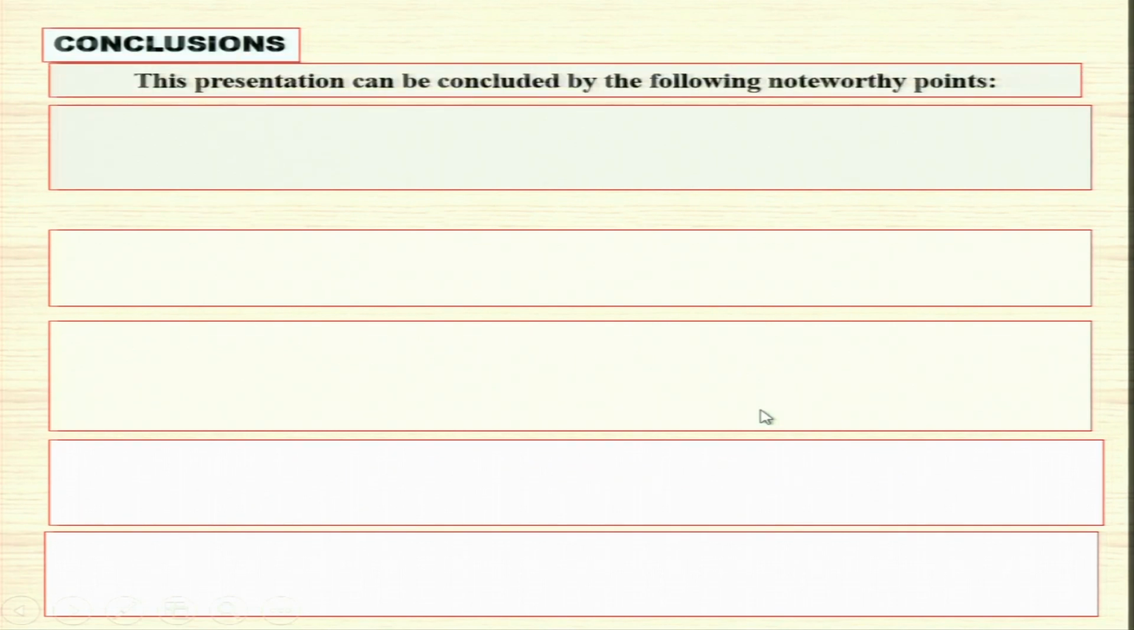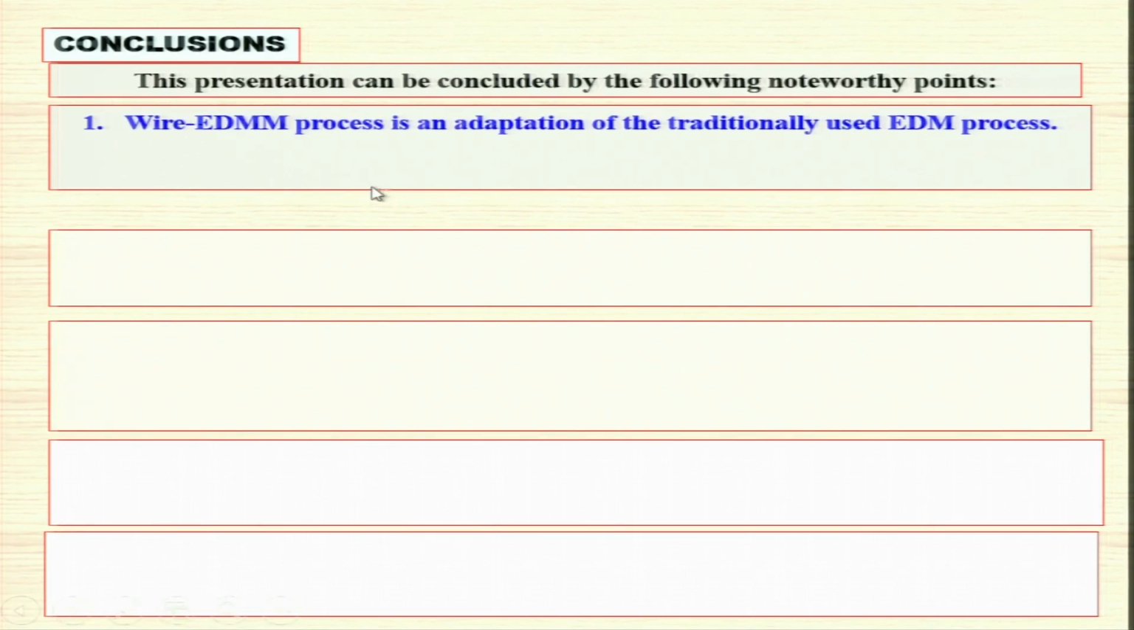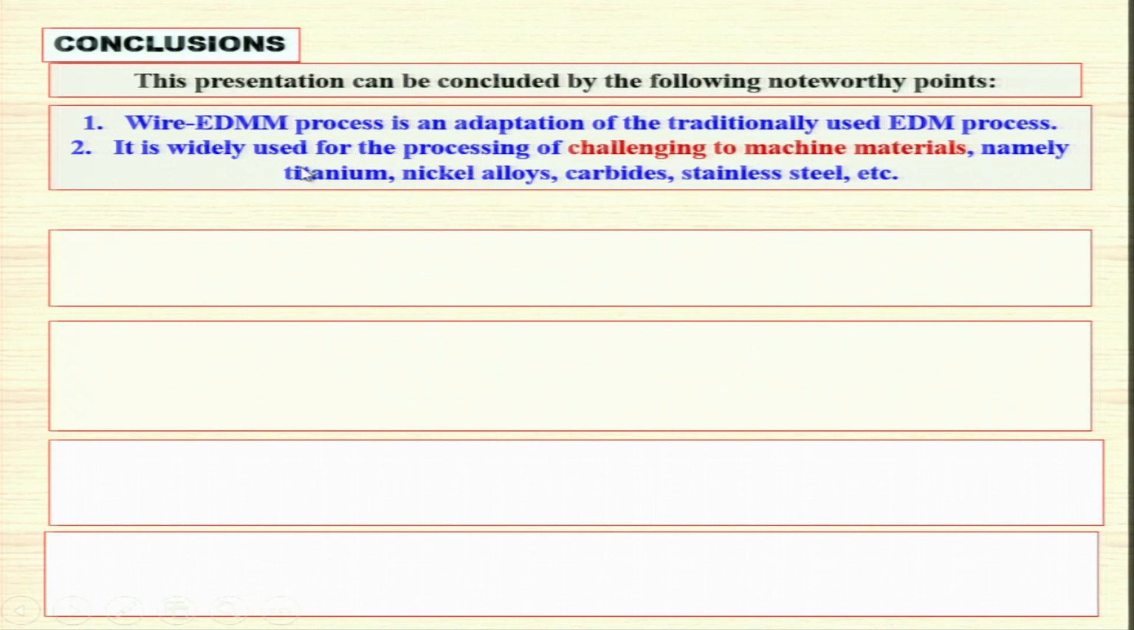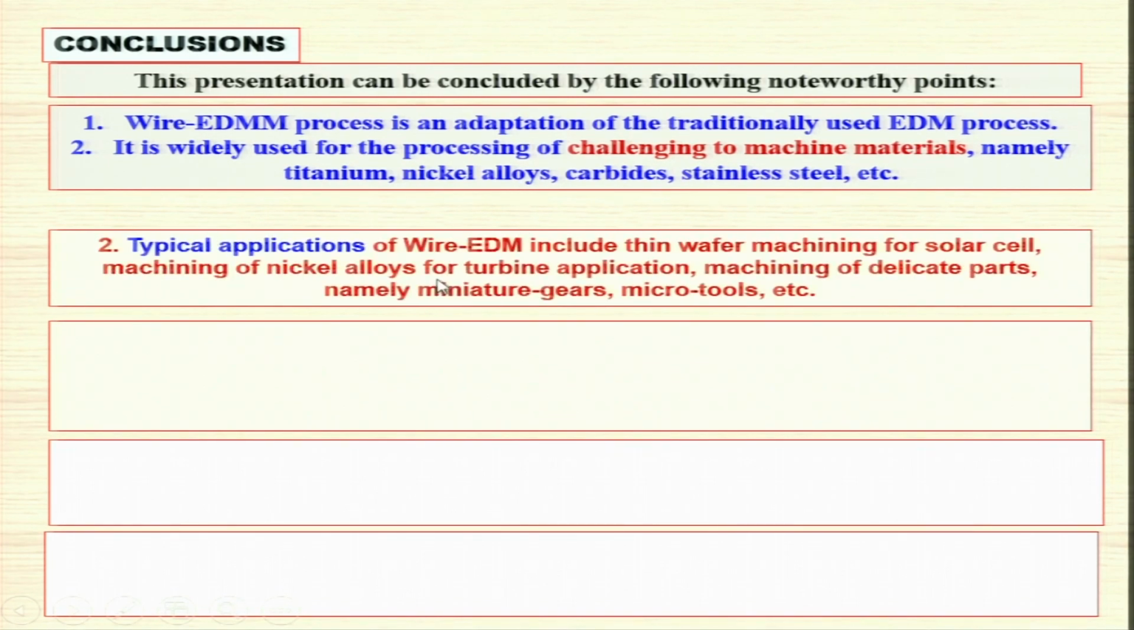Conclusions. This presentation can be concluded by the following noteworthy points. Wire EDM process is an adaptation of the traditionally used EDM process. It is widely used for the processing of challenging to machine materials, means materials which are hard to machine or difficult to machine. Those materials can be machined, shaped by this particular process, namely titanium, nickel alloys, carbide, stainless steel, super alloys, etc.